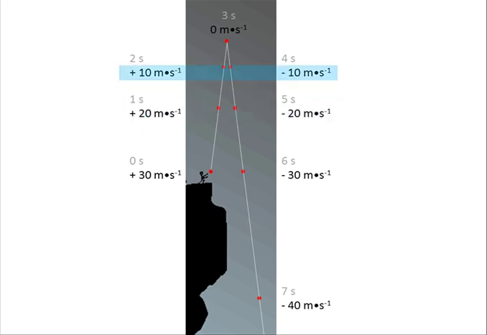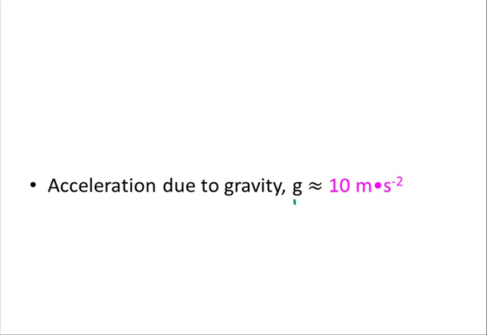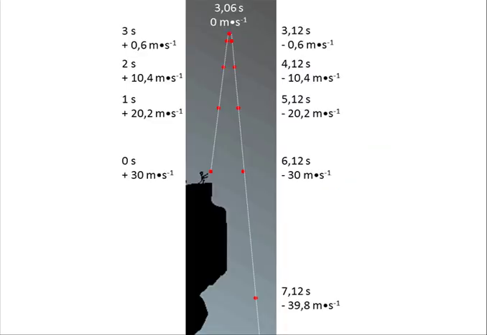Now remember, of course, that acceleration due to gravity isn't really 10 meters per second squared down. It is 9,8 meters per second squared down. So let's look at this data again, but in the more actual values. And although the numbers are not so nice now, the patterns are still there.